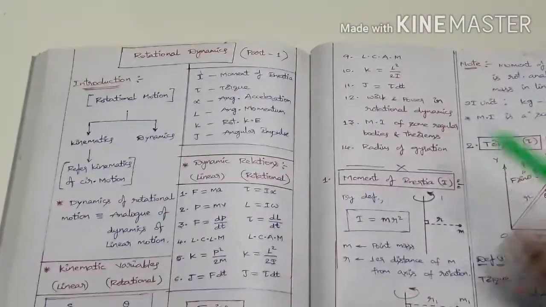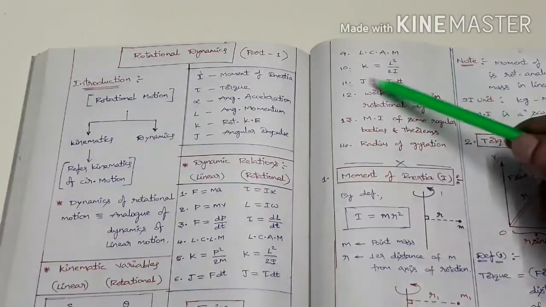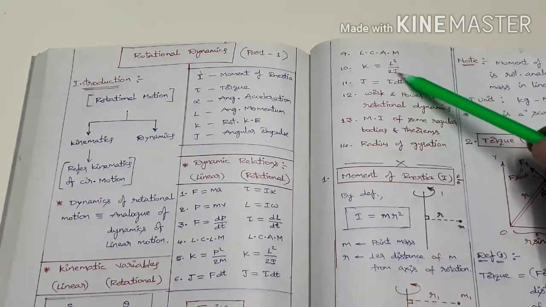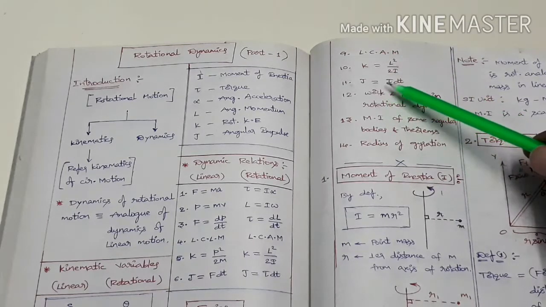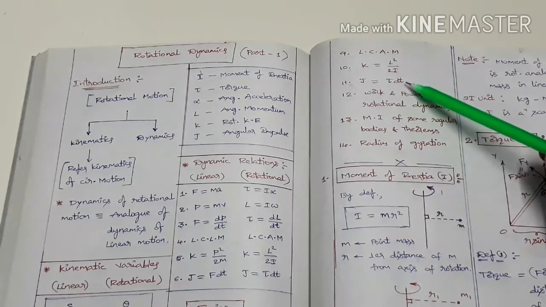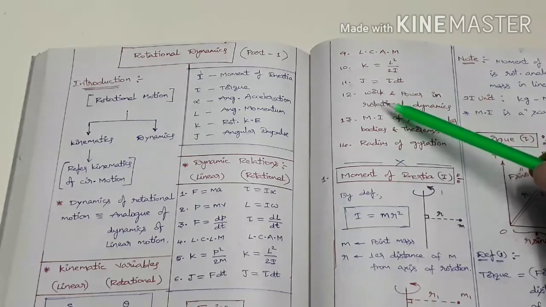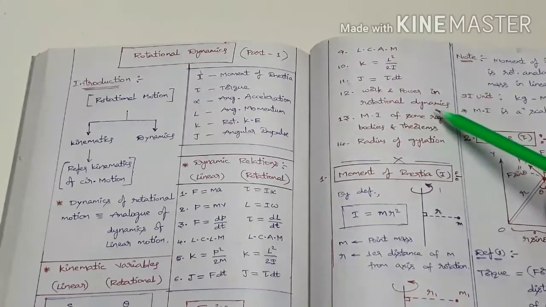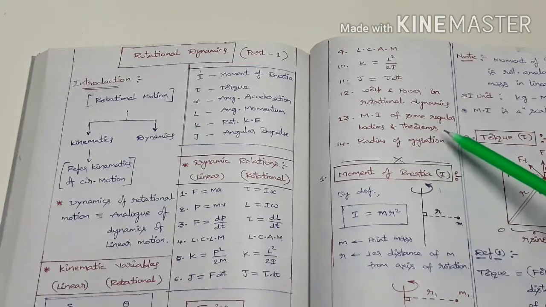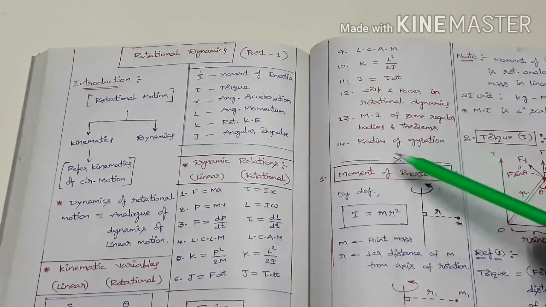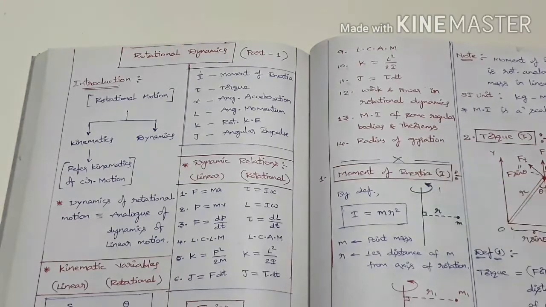Next one is LCAM, the 10th one. K equal to L square by 2I, kinetic energy and angular momentum relation. Impulse J equal to tau dt, again it has come here, I repeated by mistake. Leave it. Next, 12th one, work and power in rotational dynamics. 13th, moment of inertia of some regular bodies and theorems. Theorems means parallel axis theorem and perpendicular axis theorem to find the moment of inertia. And the last one is the radius of gyration.